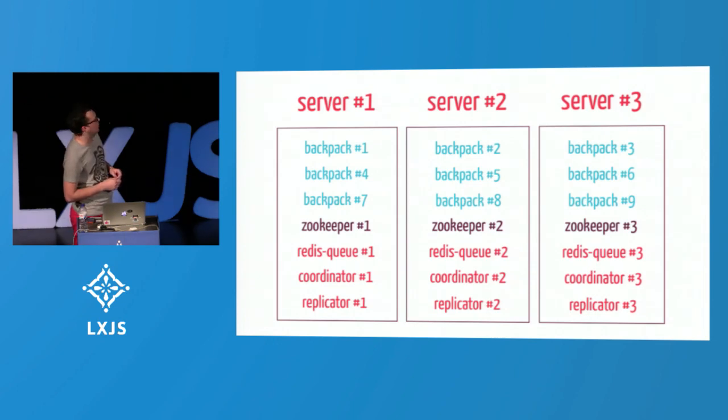This is the minimum: if you have 3 servers, you can make it available if one server is dead. So if you have 3 Zookeepers, this cluster can survive 1 dead Zookeeper. Backpack actually doesn't care about anything. Coordinator nodes are all the same. Replicator nodes are all the same. So this way you can survive 1 server. If you have more servers, then you can survive more dead servers.